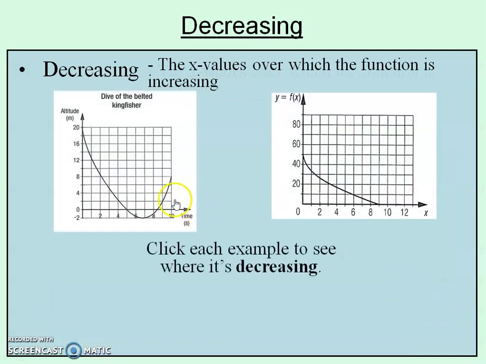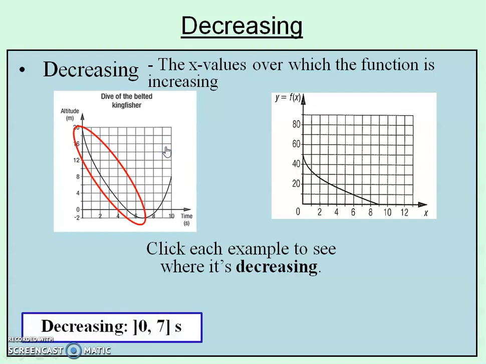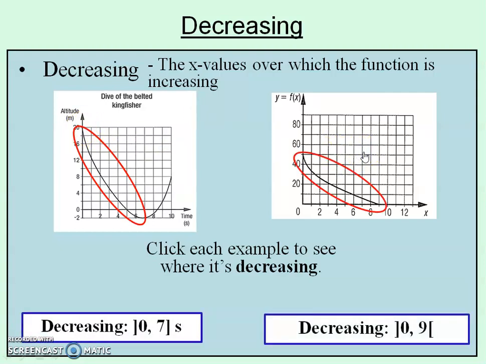And a couple of others if you want to try them. So if you want to pause and give it a try, this one decreases from 0 to 7, 0 excluded because it's the start of the graph. And here from 0 to 9, both excluded because there are no curves.